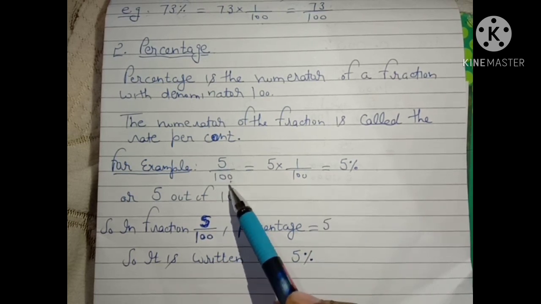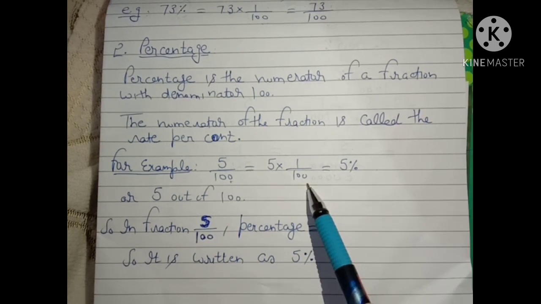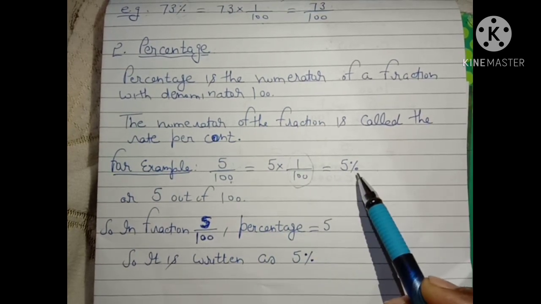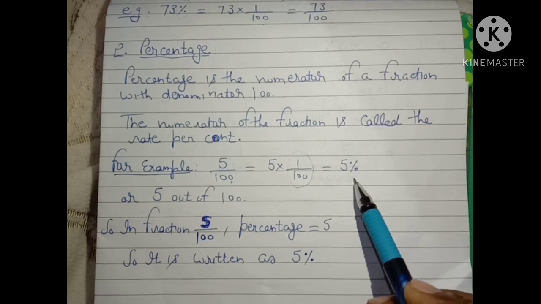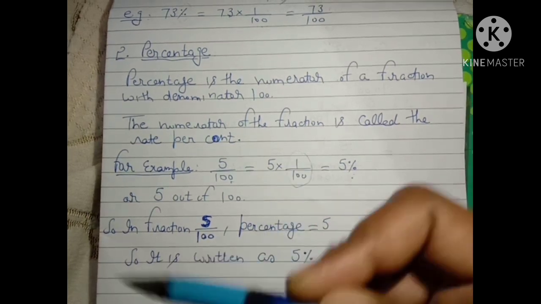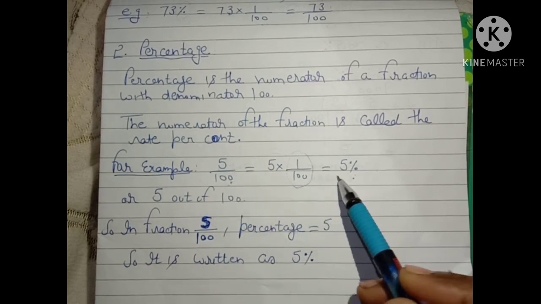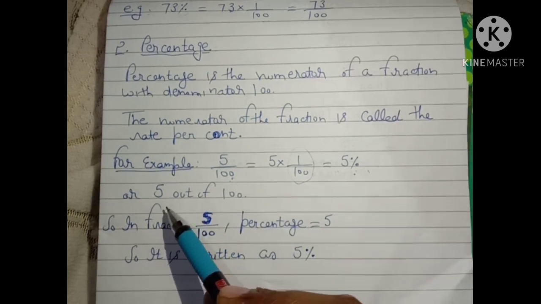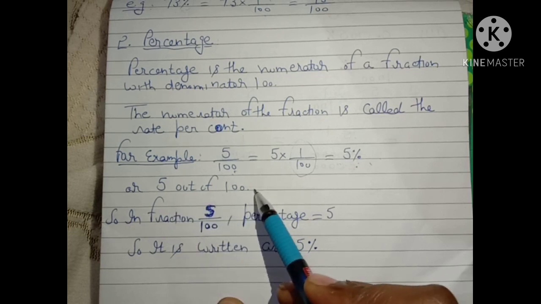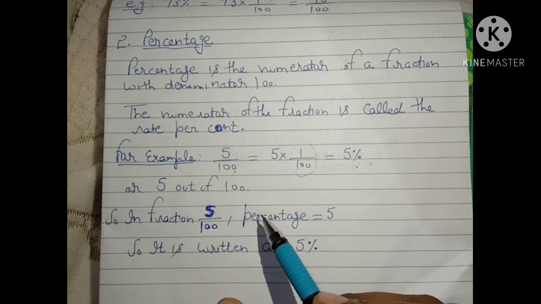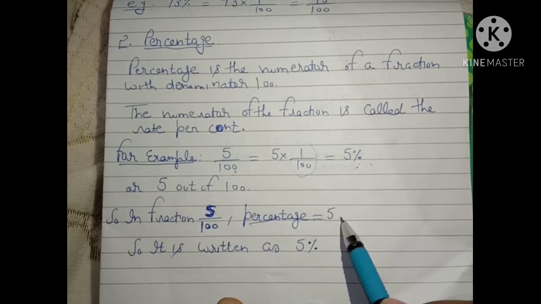Basically 5 over 100 means 5 into 1 by 100, and then again 5 into 1 by 100, we can put the symbol of percentage, then it will become 5%. So this is the reciprocal of the percent, that is 5 over 100, that is 5%, or we can also say 5 out of 100. In this fraction 5 over 100, the percentage is 5.